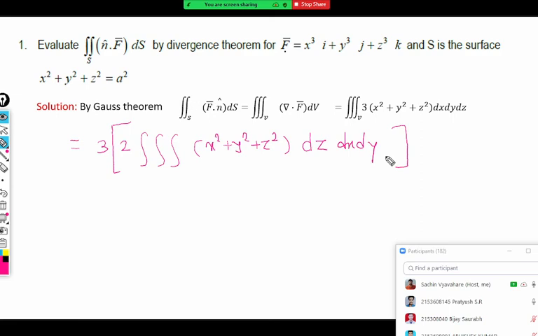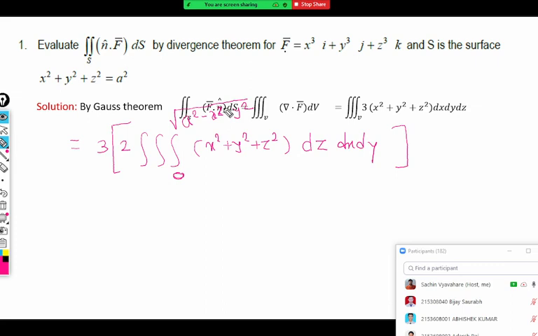So if it is a hemisphere, what will be the minimum value of z and the maximum value of z over that sphere? 0 to a, sir. 0 to a, no, it is not correct. 0 is correct, but the upper limit is not a. If you take a, you are just moving on that axis. The upper limit of z is under root a square minus x square minus y square. Good, very good. So this is the correct answer.